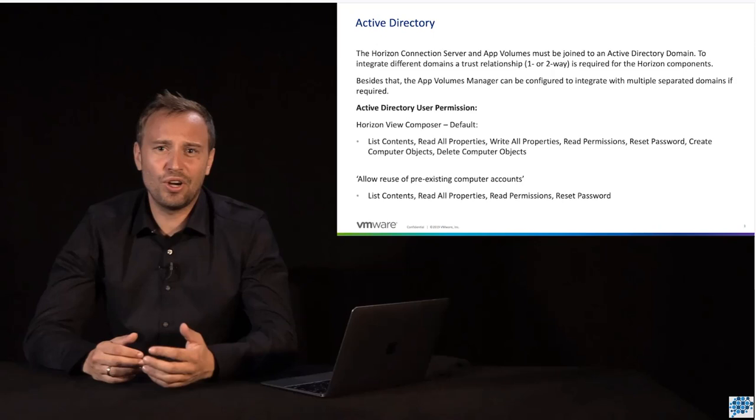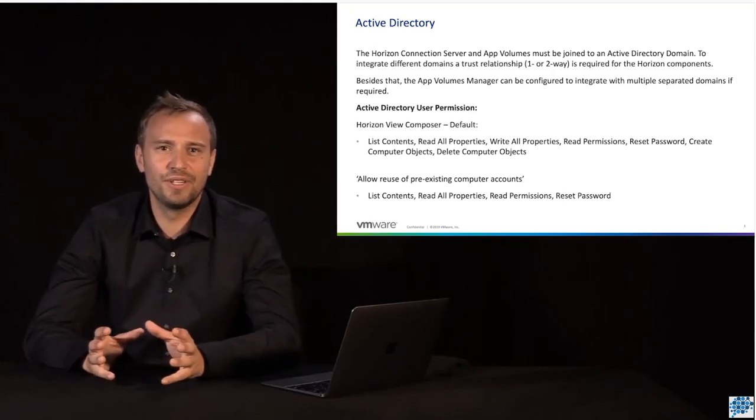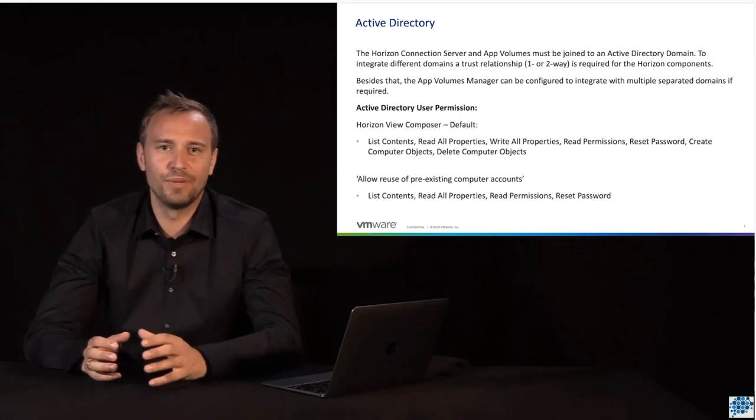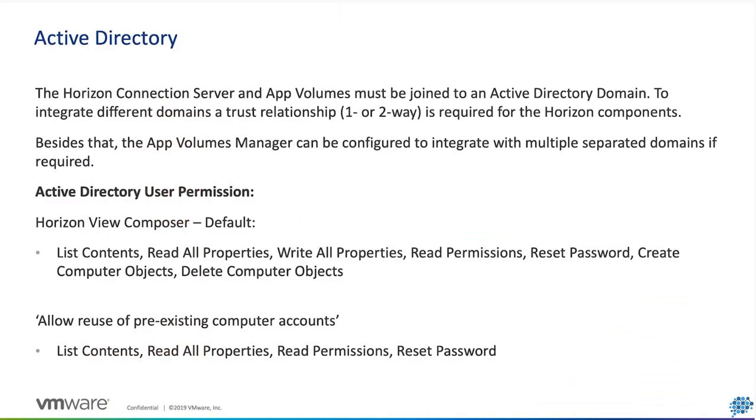When we talk about those services we depend on in all kinds of vSphere and Horizon components, one very important aspect is the Active Directory. So the Horizon connection server and App Volumes must be joined to an Active Directory domain. Important: if we want to integrate multiple domains with each other, we require a one- or two-way trust relationship to give users of another domain access to a certain Horizon instance in our environment.